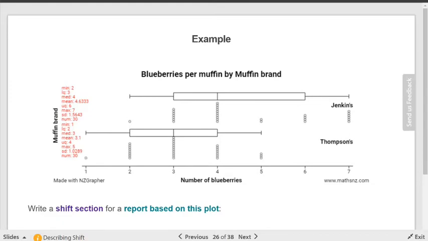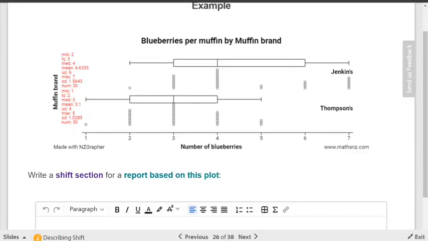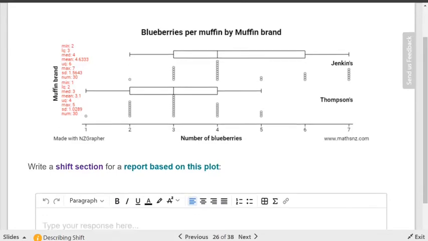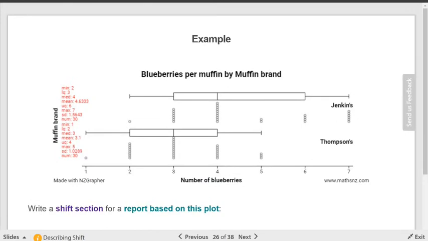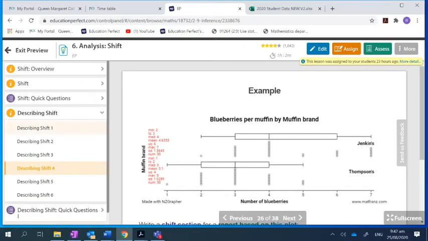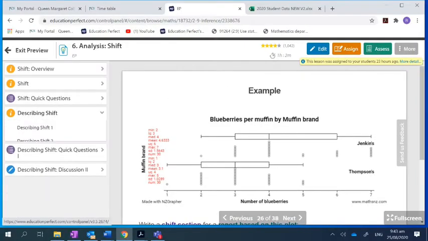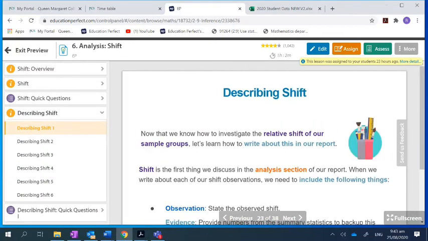It's talking about blueberries per muffin by muffin brand. We have the 2 brands, Jenkins and Thompson's. That will be automatically loaded for you if you do this properly. The number of blueberries will be loaded for you. The only thing you'll have to enter is the title. It won't have a title, but you'll have to enter that. It'll be the title of whatever data set we give you. So what we're going to do is write a shift section report based on this. So that's what they're going to look like. So let's look at how we can do that.